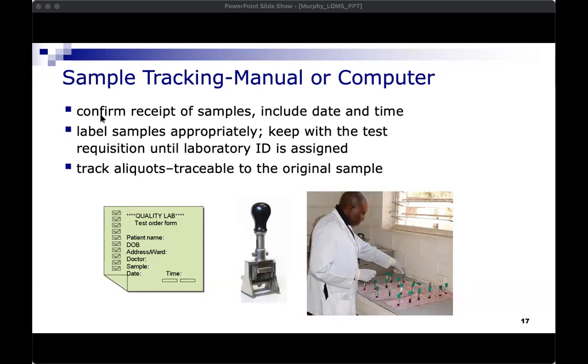So you need to confirm the receipt of samples, again, including the date and time. Label the samples appropriately, keep the samples with the test requisition until a lab ID is assigned, and then track aliquots. Make sure they're traceable to the original sample. That's really important when you're making any kind of sample aliquots, that you're not just putting it into an unlabeled container. Every container needs to be labeled, and it should be really clear, when you're making aliquots, what original sample that aliquot came from.